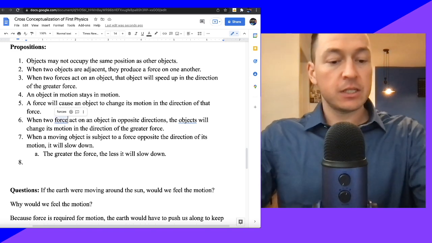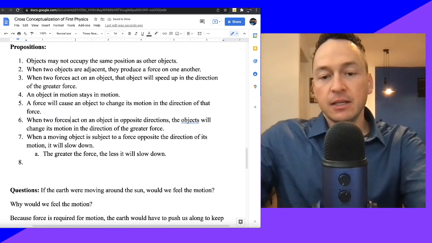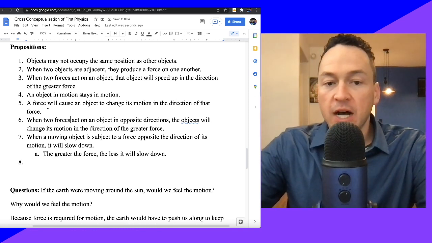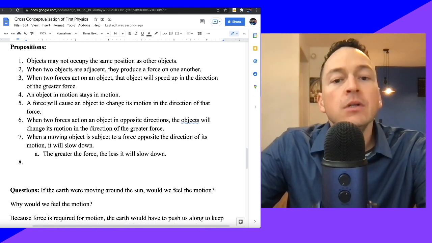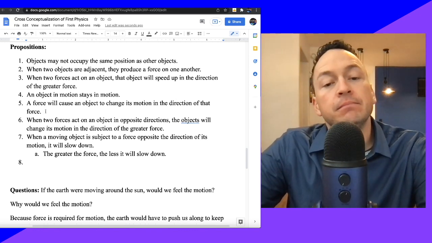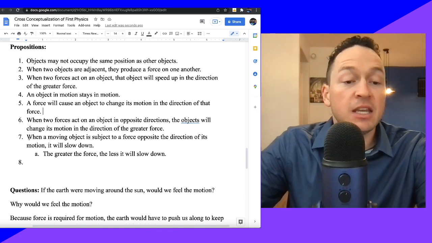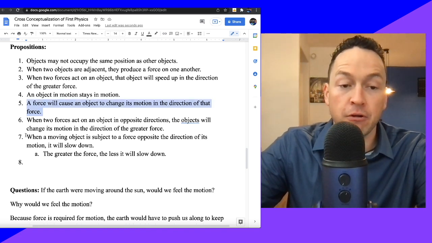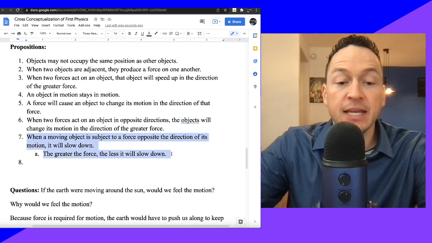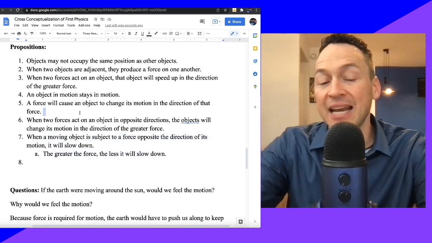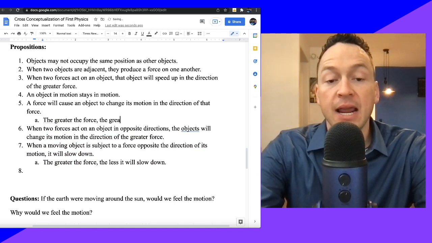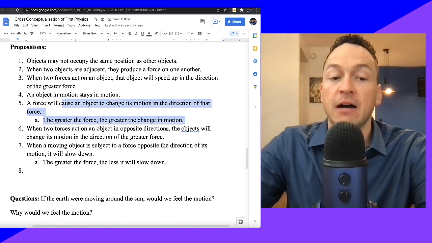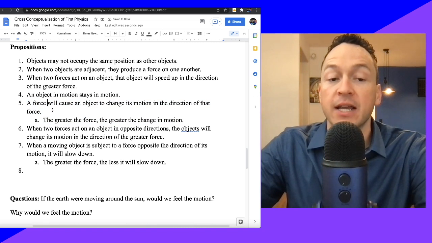When two forces act on an object, a force will cause an object to change its motion in the direction of that force. If we understand this properly, then this is obsolete, but we need to add a sub-principle. The greater the force, the greater the change in motion. So notice how this is only applying to an object with one force on it.